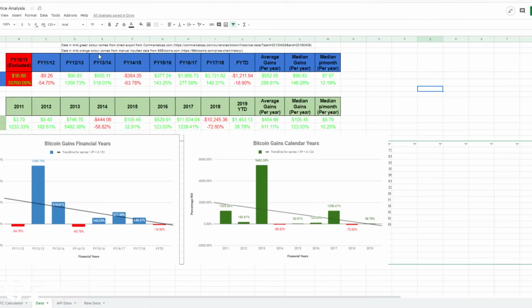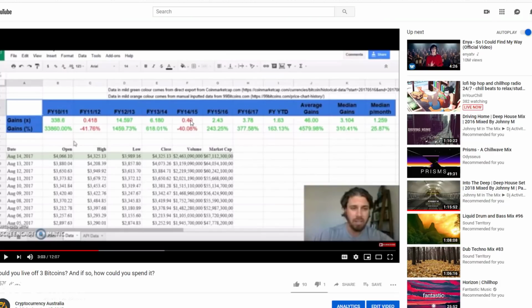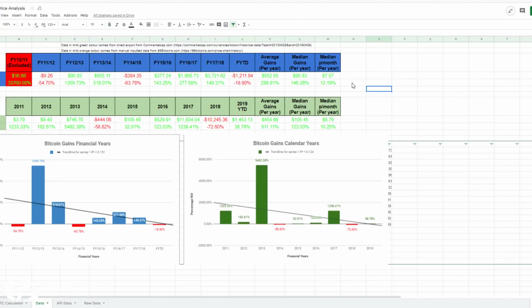On the top here, we've got the gains from FY 10-11 up to year to date. And this is financial years, much like I did in the previous spreadsheet. Now, what you'll see is I've actually added in 17-18, as that year has now passed, and I've done financial year to date. So this is from 1st of July 2018 up to the current date. Now, the gains have changed significantly, and that's because after I did this video, I realized there were a couple of figures that were actually wrong, and I corrected them, and I did another video showing that. But the premise was still the same.